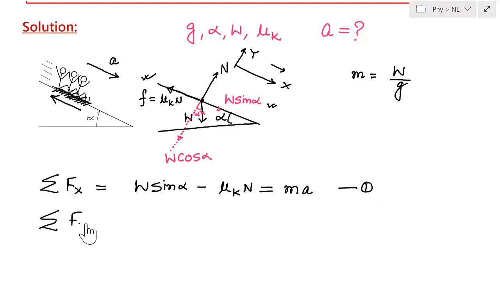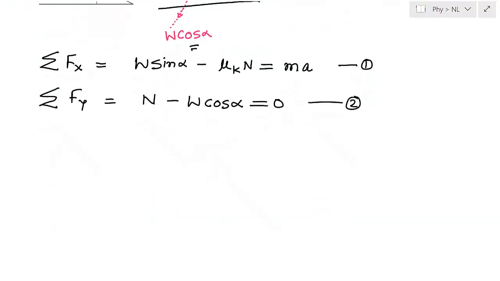Similarly, we can write equation of motion in the y direction. In the y direction we have one force normal reaction, and this W cos alpha is negative because this is acting in the opposite direction. And since there is no acceleration, this is equal to 0. So this is my equation 2. Now from equation 2 I can calculate N value and plug in equation 1.